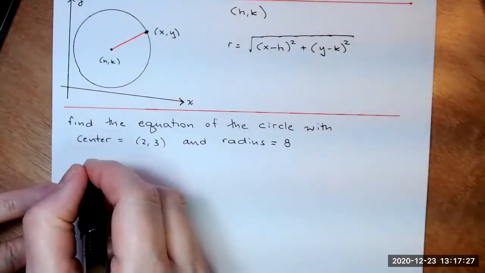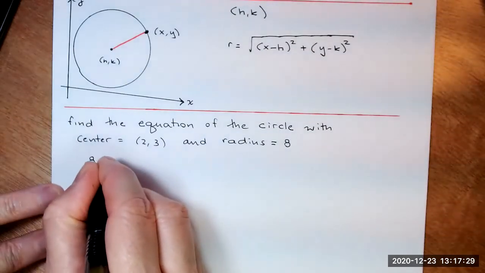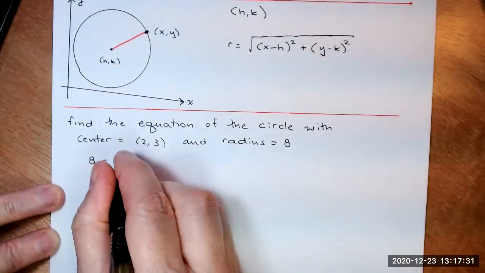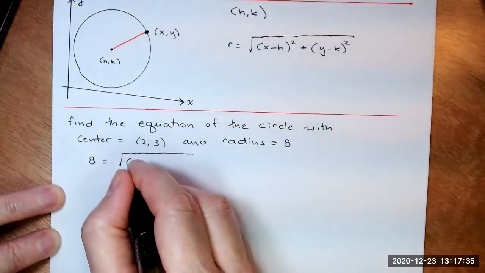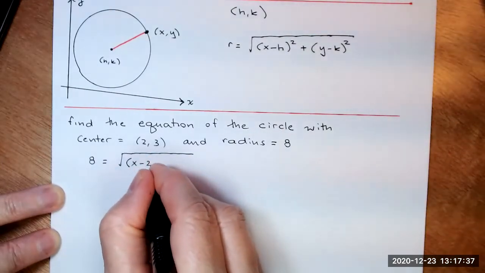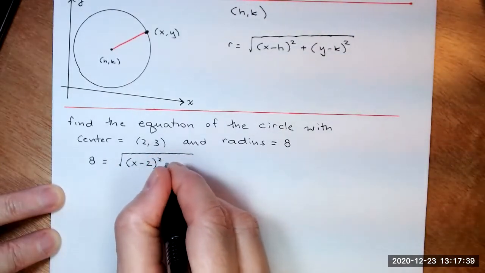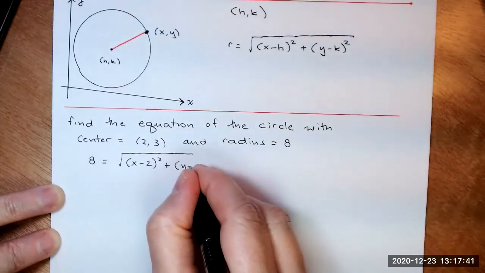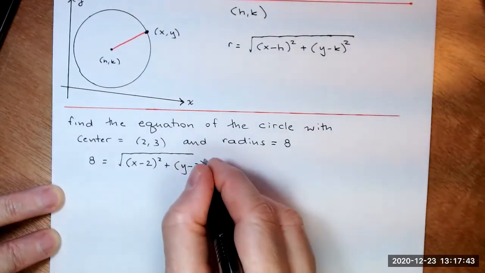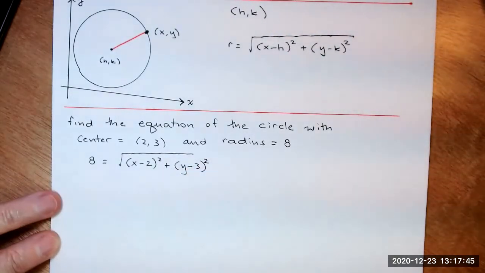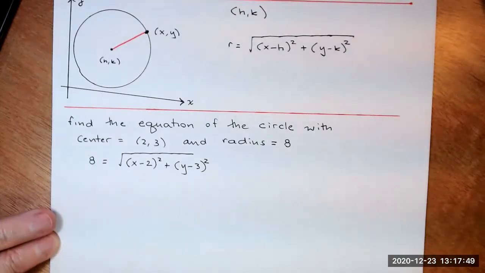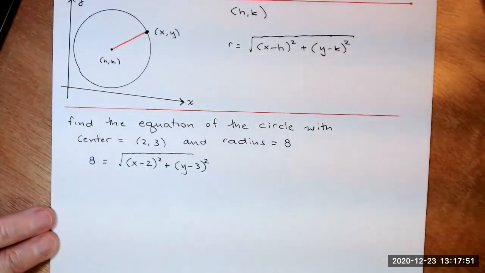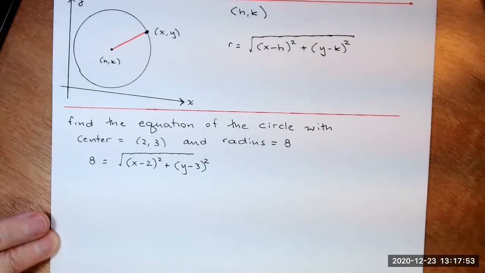So our radius is 8. The center is at 2, 3. So it's just going to be x minus 2 squared and y minus 3 squared. And you can leave it like that, or some people like to square both sides. Either way is totally fine. Let's do another example.